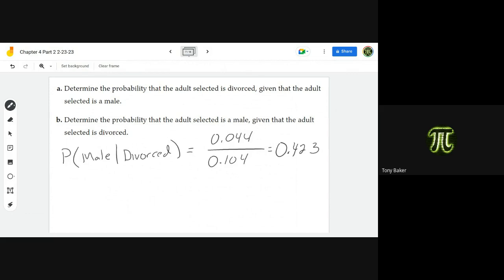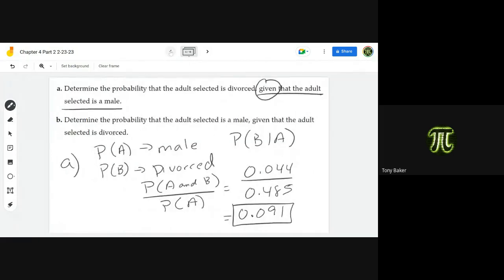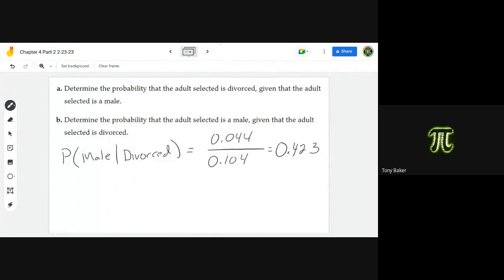So the first one we did came out to be 9.1%. That says that, because these numbers are from the United States, in the United States, 9.1% of adult males are divorced. The second one that we just did says in the United States, 42.3% of divorced adults are male.